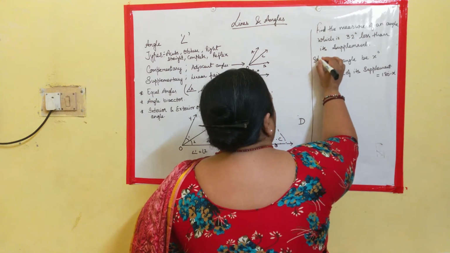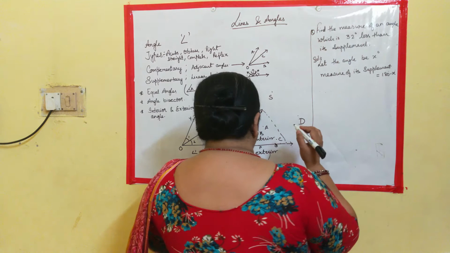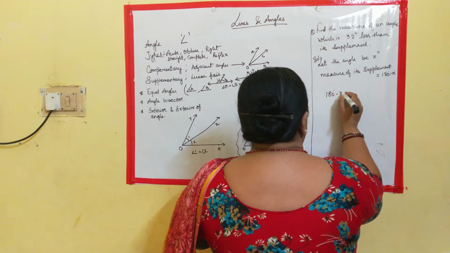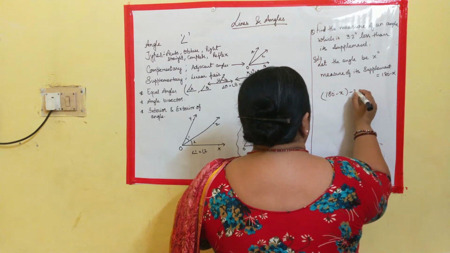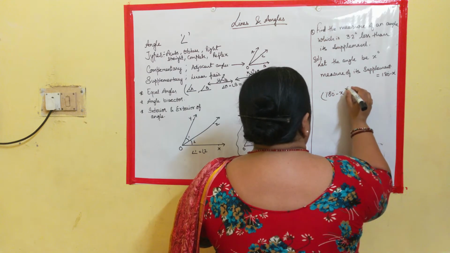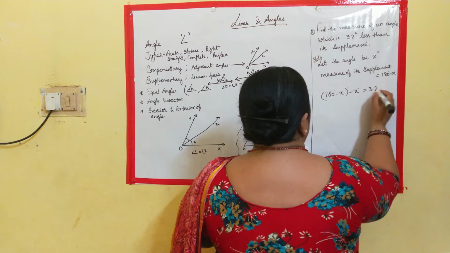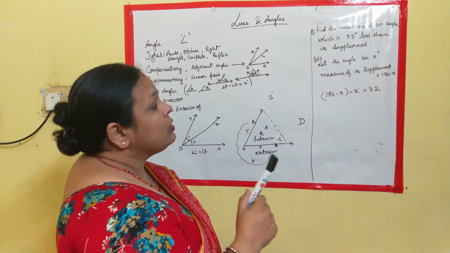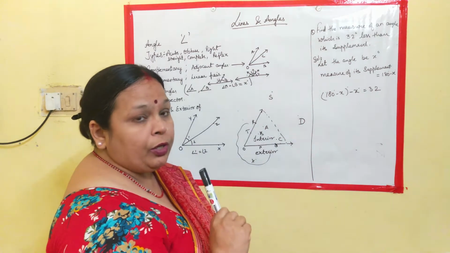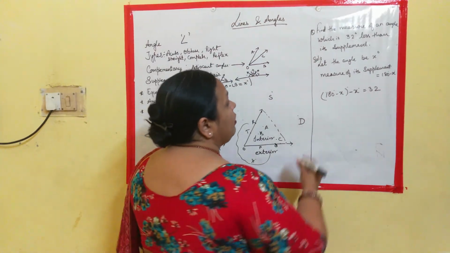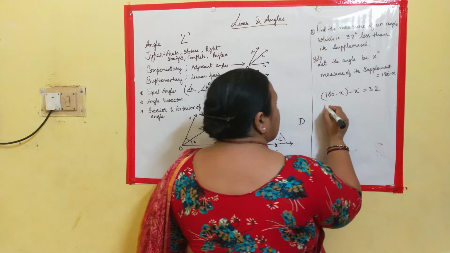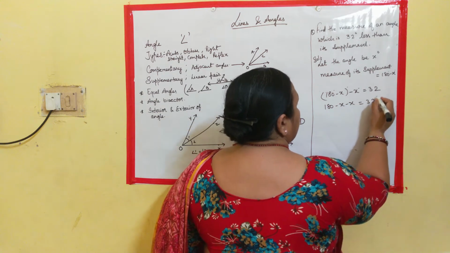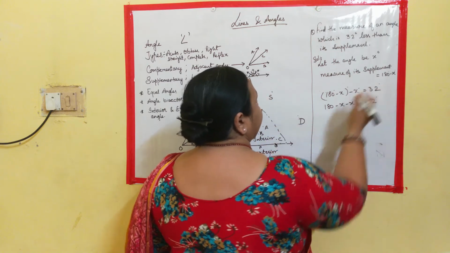This is your solution. This is your question. Now, next to proceed, given is 180 minus x degree is equal to 32. Find the measure of an angle which is 32 less than its supplement. 32 less than its supplement will be represented like this. So, this becomes 180 minus x is equal to 32 degree.